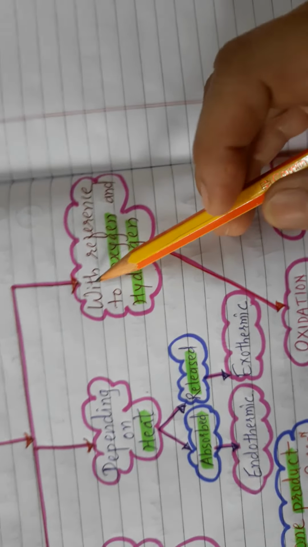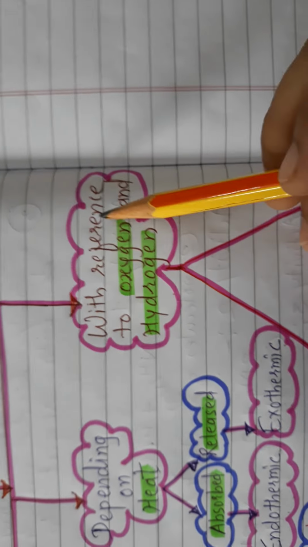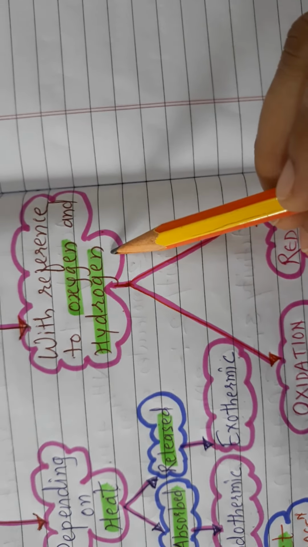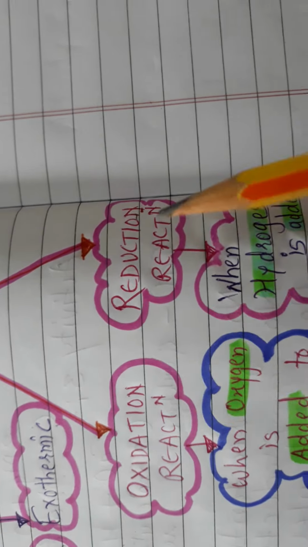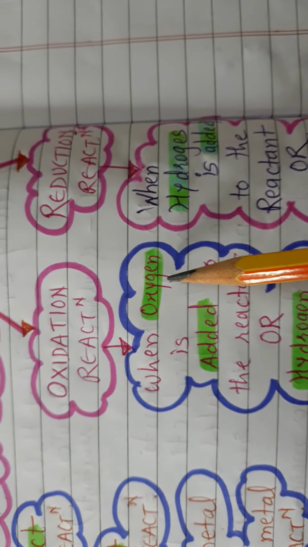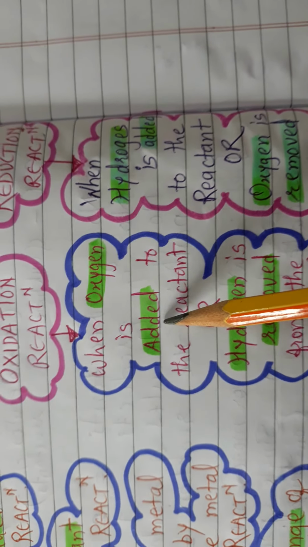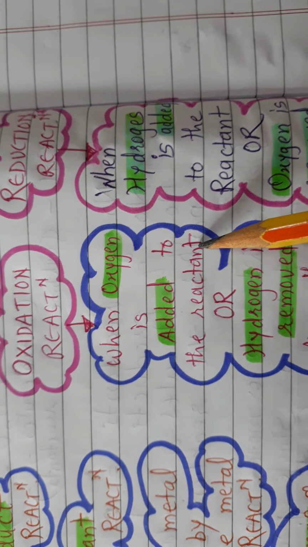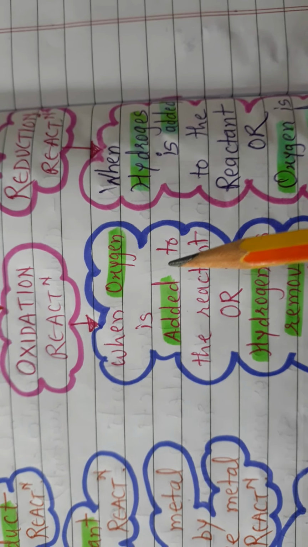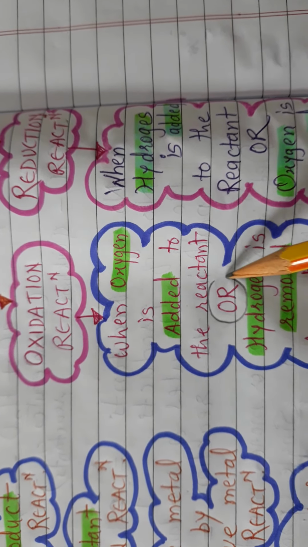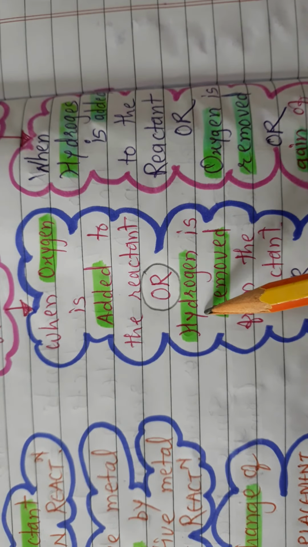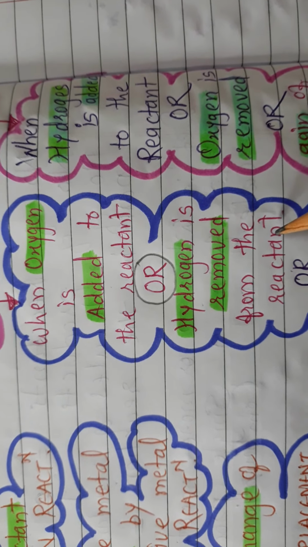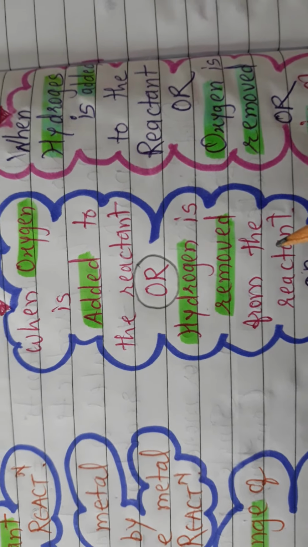Then the third classification is with reference to oxygen and hydrogen. Accordingly, the reactions are classified as oxidation reaction and reduction reaction. Let us see what an oxidation reaction is. When oxygen is added to the reactant, that reaction is an oxidation reaction, or it can also be defined as when hydrogen is removed from the reactant, then it is called an oxidation reaction.